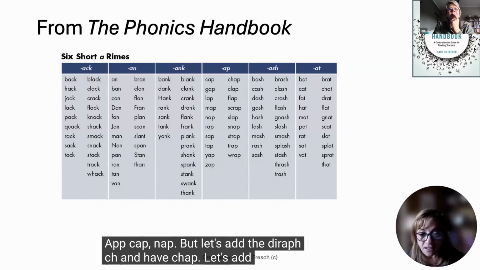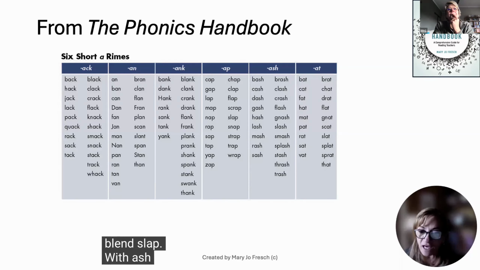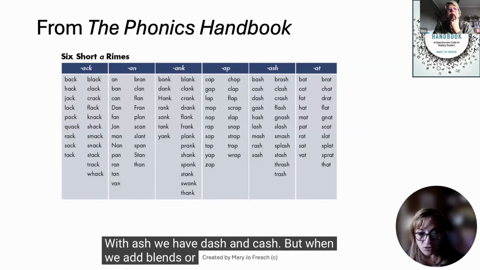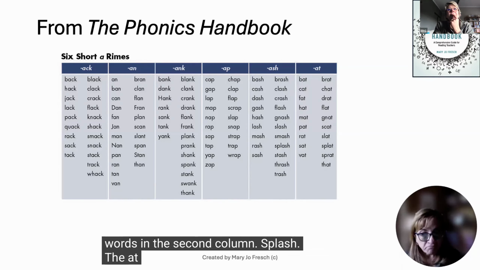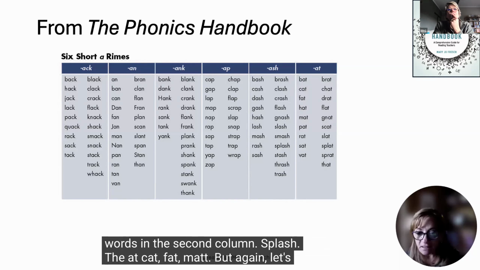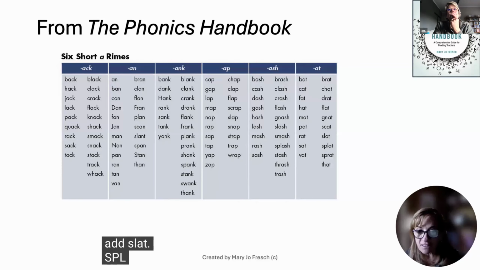Let's add the blend SL, slap. With ash, we have dash and cash. But when we add blends or digraphs, we get these words in the second column, splash. The at, cat, fat, mat. But again, let's add SL, slat, SPL, splat.